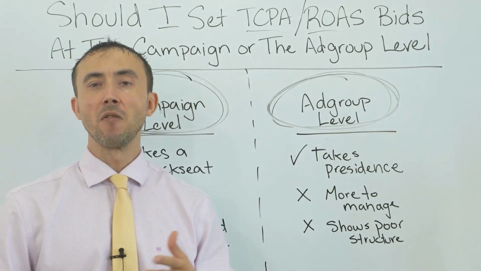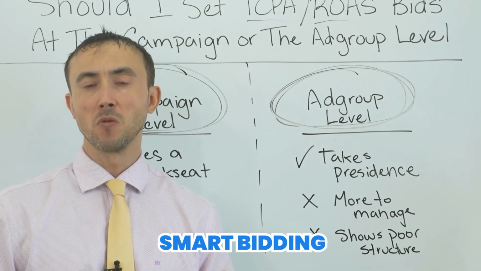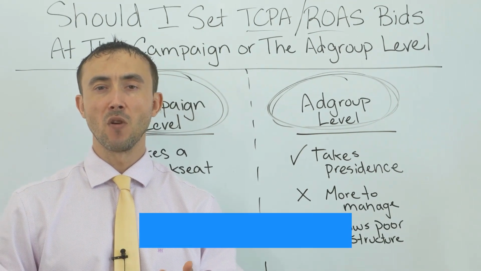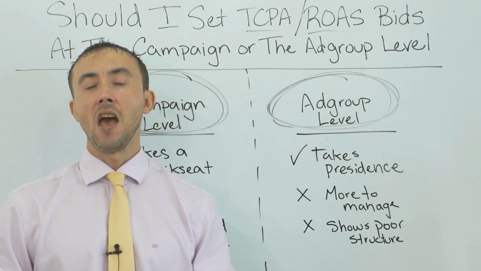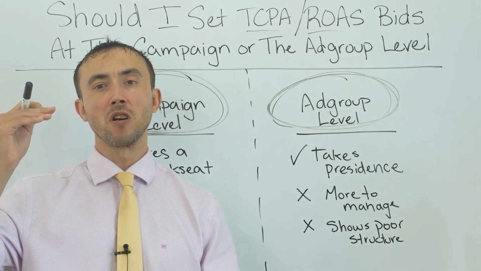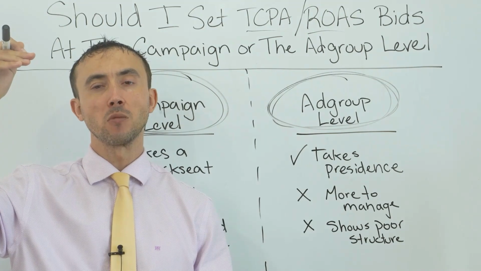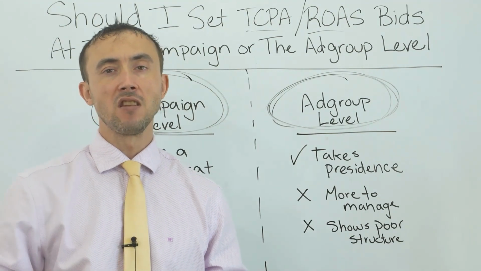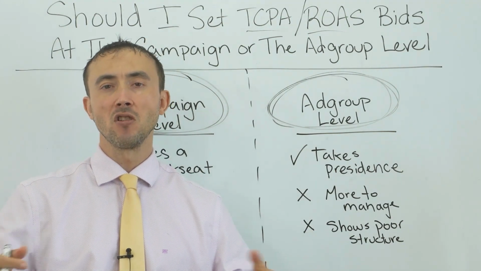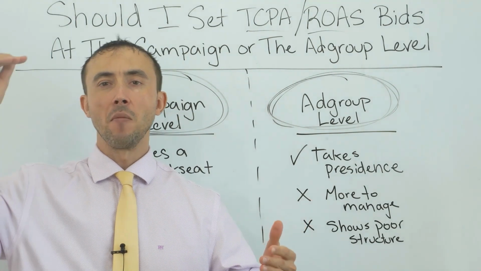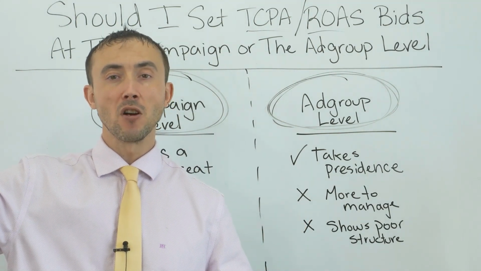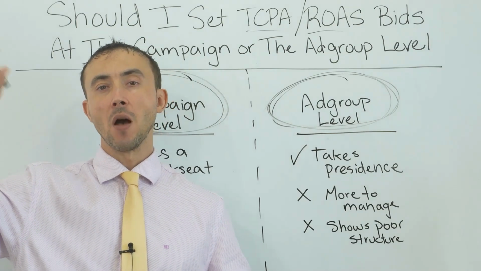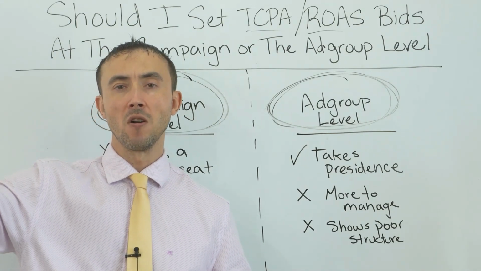Then, once I have a few conversions, I'm going to switch over to smart bidding, either maximize conversions or maximize conversion value bidding strategy. And I'm going to set the target cost per conversion to about what the cost per conversion already is at that point. So let's say I had 10 conversions and I switched over to smart bidding. With those 10 conversions, I'm going to set the target cost per conversion to $250.